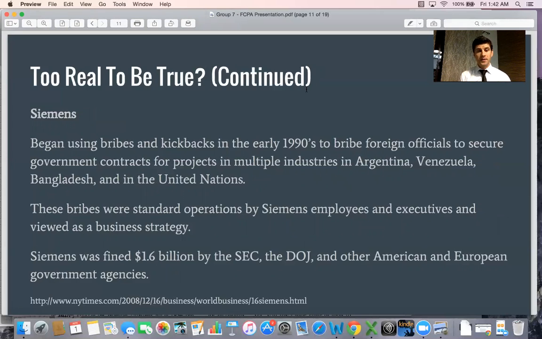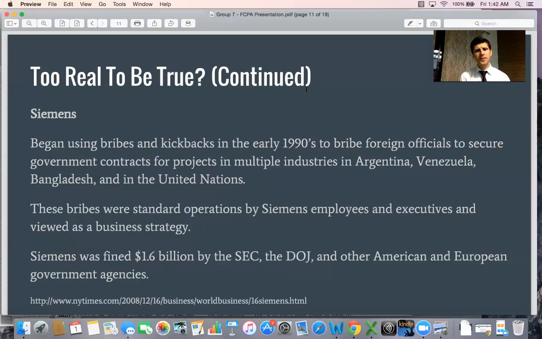The next case, Siemens. This is the biggest case to date, the biggest settlement under the FCPA. It was settled in 2008, by the way. Siemens had made it a business practice, starting from the 90s up until the investigation was initiated, to bribe foreign officials. They did this quite often, not just with foreign governments, but the United Nations also. The practices were just part of standard operations. This is how they conducted business.